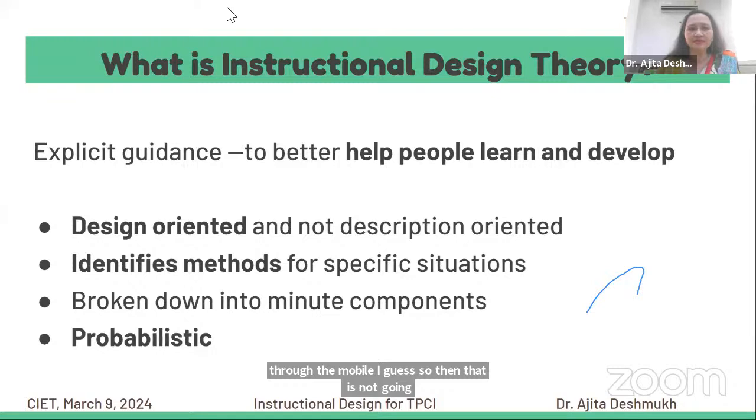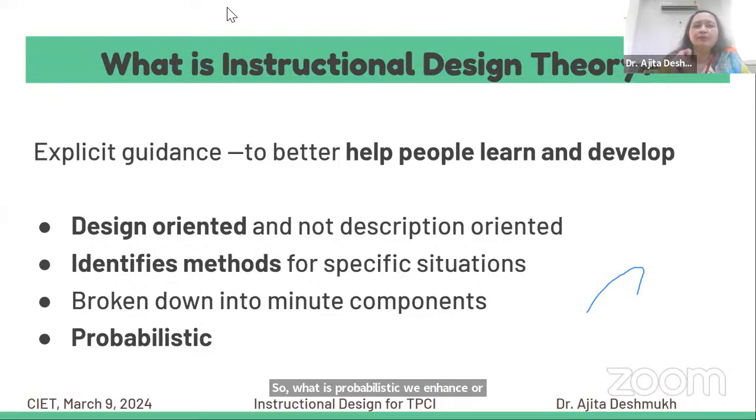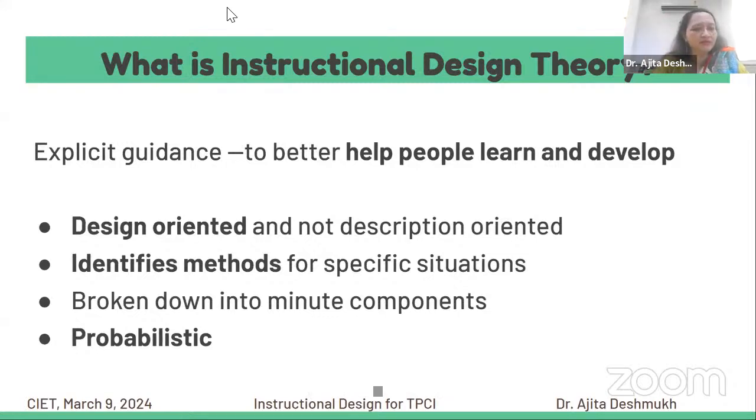So what is probabilistic? We enhance or try to increase the probability, sambhavana, with which the learning outcome can be attained. So we keep so many situations and things in mind. Suppose someone is attending from a mobile. Okay, then can this particular session be attended by mobile? Is there any activity that they can't do by mobile? Then I'll have to design 2 activities, right?